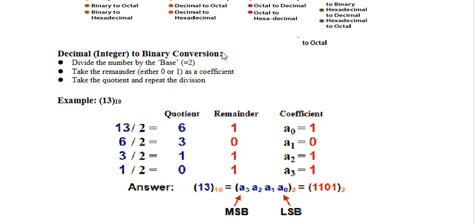I am going to explain with an example so that you can understand clearly. Let's take the example of 13 of base 10, which is a decimal integer number. We have to convert this into the equivalent binary. The first step in this procedure is to divide by 2. Why are we dividing by 2 here? Because we are converting into binary.